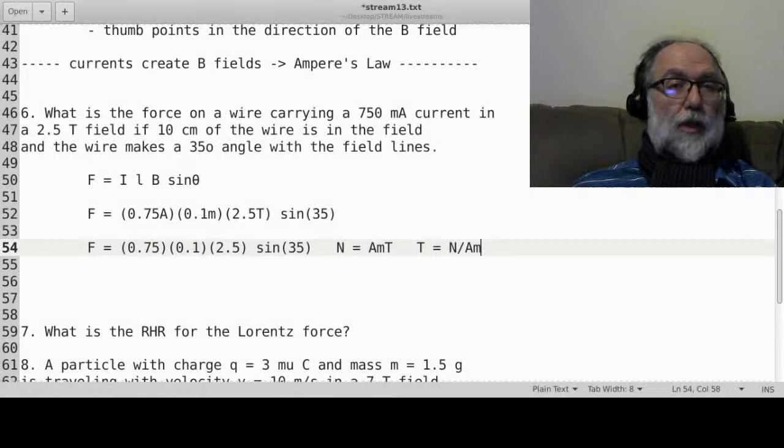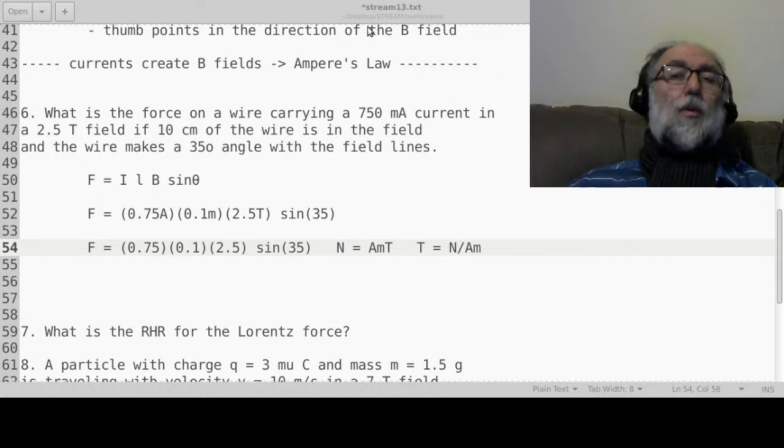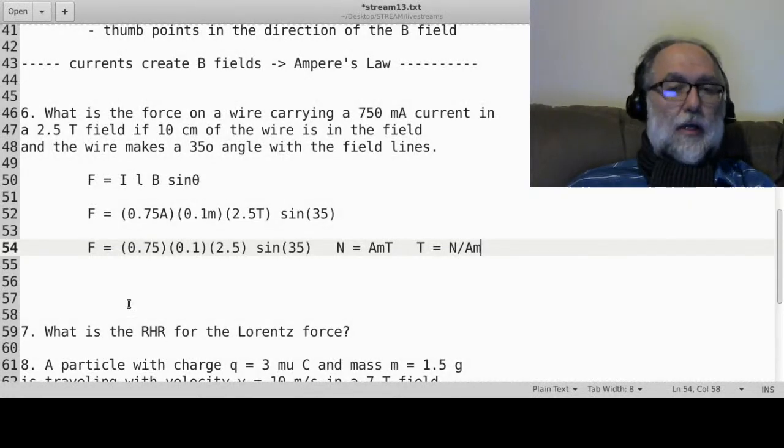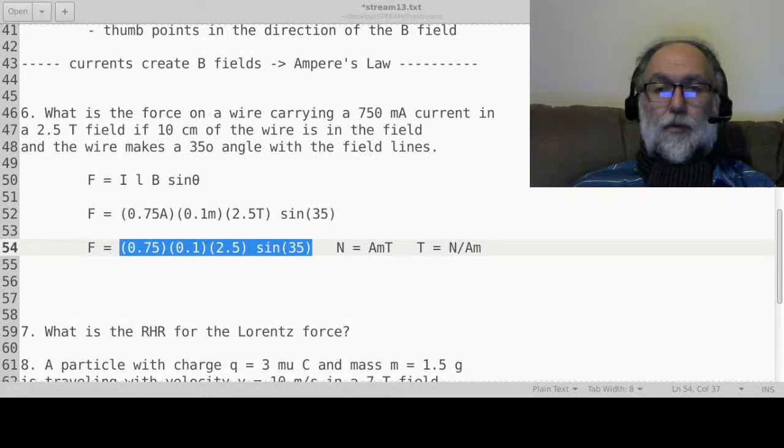Otherwise, the way I introduced Tesla before from Ampere's law wasn't clear about what a Tesla is, but now it's kind of clear. You get 1 Newton of force for a wire carrying 1 amp per meter of that wire, in a 1 Tesla field. All right, so let me work out this number here. Let me calculate it for you.